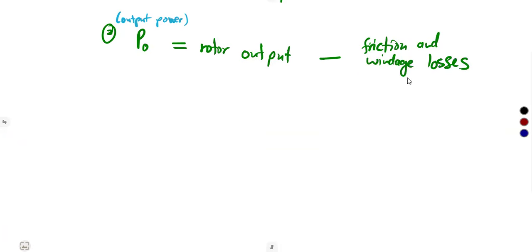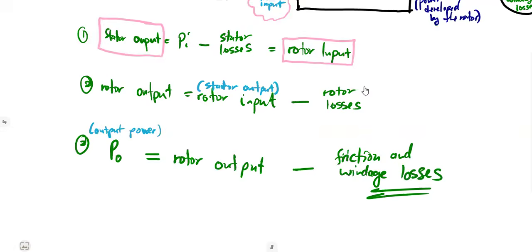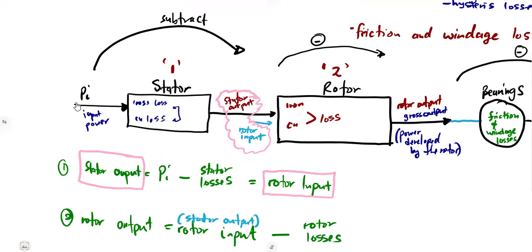Just like that, we have our output. So this is the idea. As a vice versa, here I was showing you from the input. We started from the input, and we are subtracting these losses.